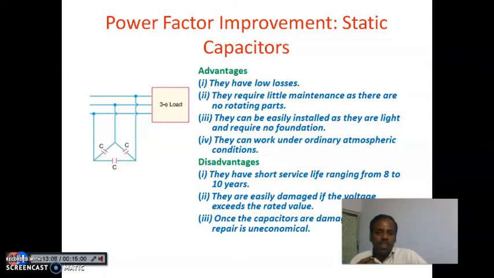The second one, they are easily damaged if the voltage exceeds the rated value. A high voltage impulse affects the capacitor, and it is physically damaged. Once the capacitor is damaged, its repair is uneconomical. We should replace it with another capacitor having a higher value. So it is a one-time installment.